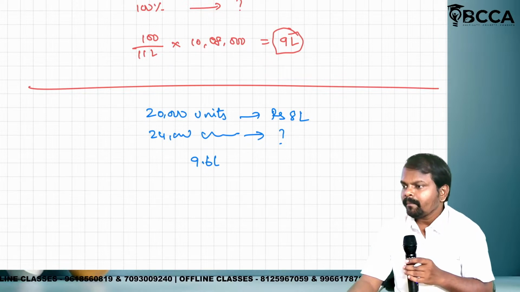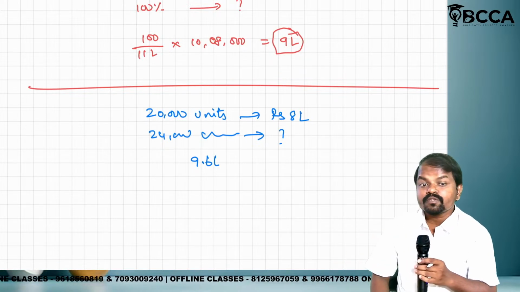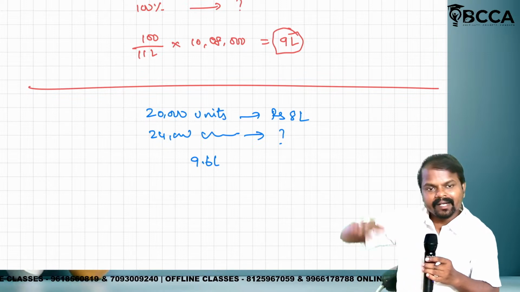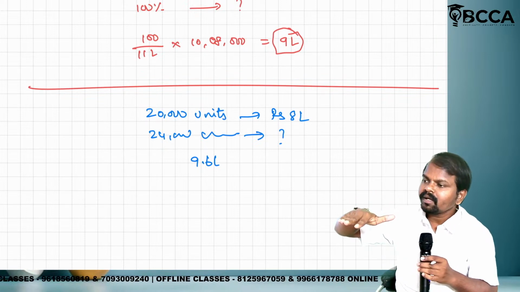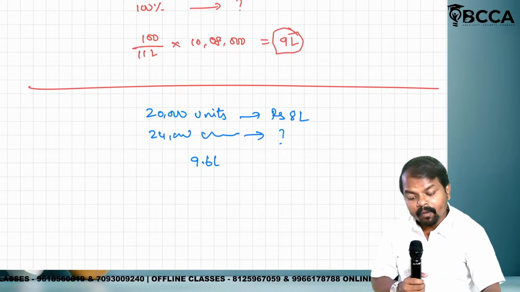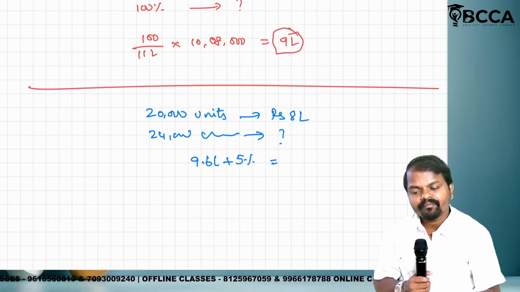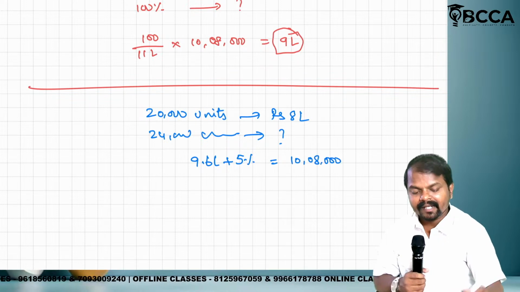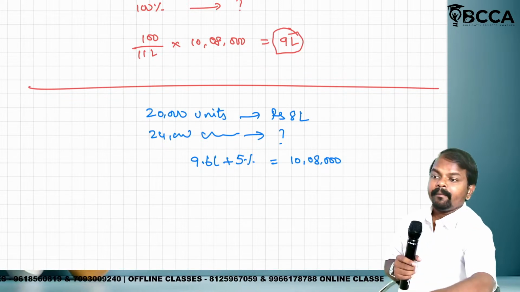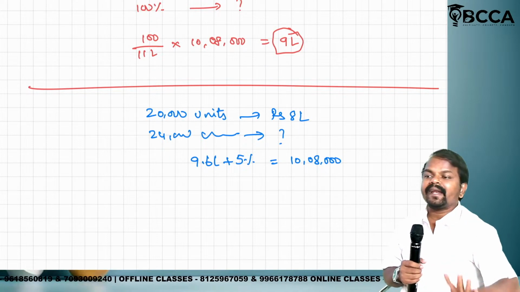Actually, that is when only output is changed. But the question paper told, labor rate also increased compared to last year. Compared to last year, labor rate is increased. How much? 5%. How much, ma? It means 10,08,000 is the labor actually, based on two adjustments. Number one, output adjustment. Number two, labor rate adjustment.